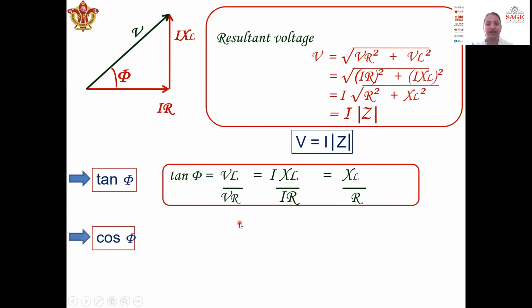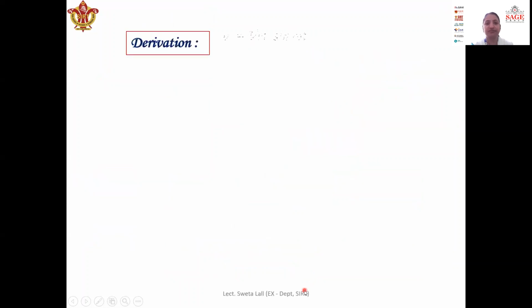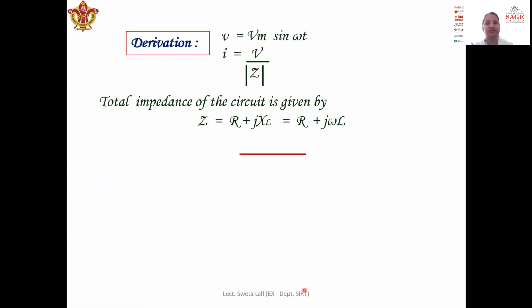And if we have to calculate cos phi, you know that it is base upon hypotenuse, and VR by V is the formula. The same I into R can be written in place of VR, and I into Z can be written in place of V. So cos phi will be R by Z. We already know that cos phi is the power factor. So power factor will be VR by V or R by Z. This is the formula.